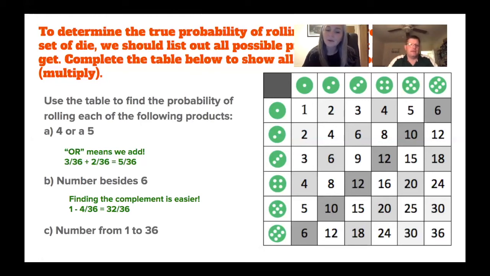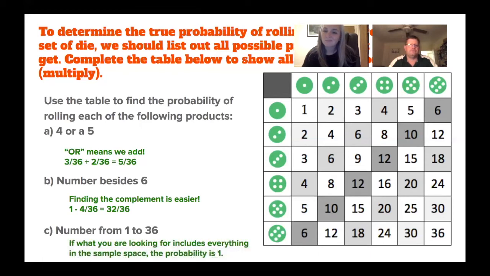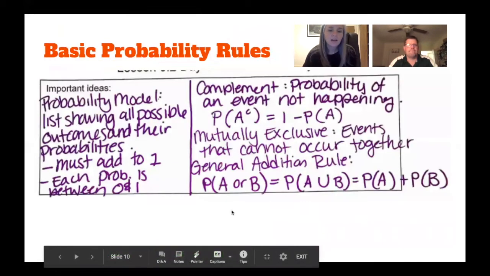How about any number from 1 to 36? Well, that's a silly question. They're all between 1 and 36. So the probability is one. Yeah, absolutely. If everything is included, then everything out of everything is 1. Okay. Really quick, some basic probability rules.